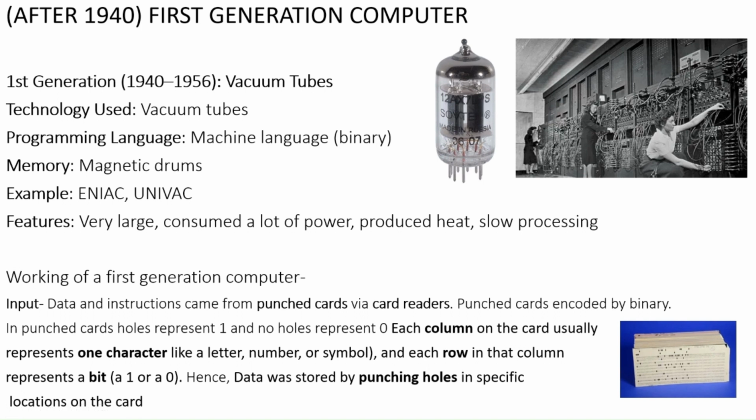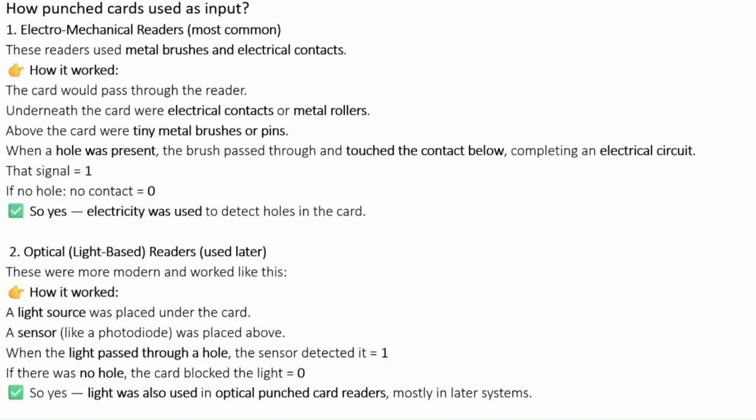Now let's see how punch cards get executed by the first generation computer. There are two mechanisms for how a first generation computer reads punch cards. One mechanism is known as electromechanical readers. These readers use metal brushes and electrical contacts. How does it work? The card passes through the reader. Underneath the card were electrical contacts or metal rollers. Above the card were tiny metal brushes or pins. So under the card there are electrical contacts or metal rollers, and above the card are tiny metal brushes or pins.